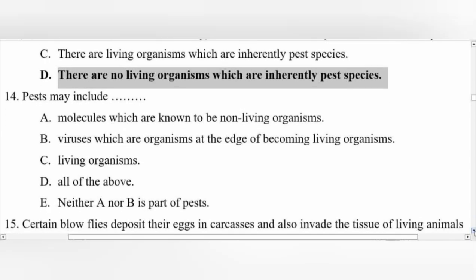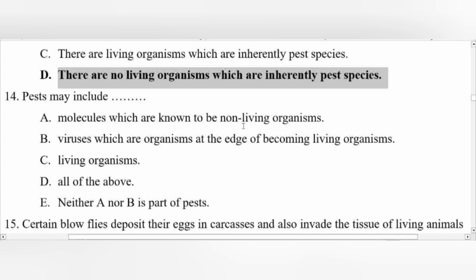Then question number 14. Pests may include: option A, molecules which are known to be non-living organisms. B, viruses, which are organisms at the edge of becoming living organisms. C, living organisms. D, all of the above. E, neither A nor B is part of pests. So which one should be our best shot? We are supposed to complete the sentence. Pests may include molecules which are known to be non-living organisms.